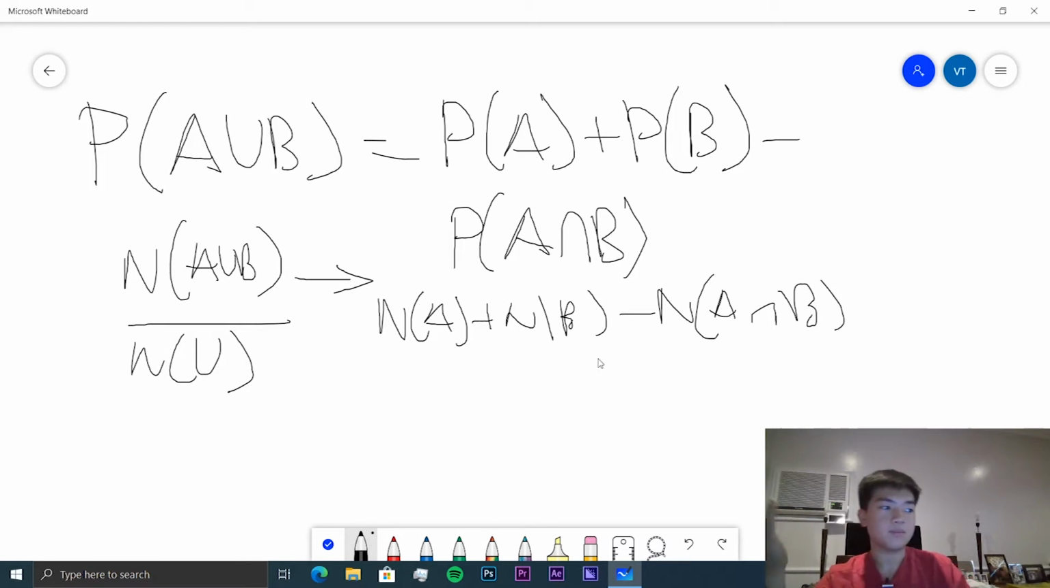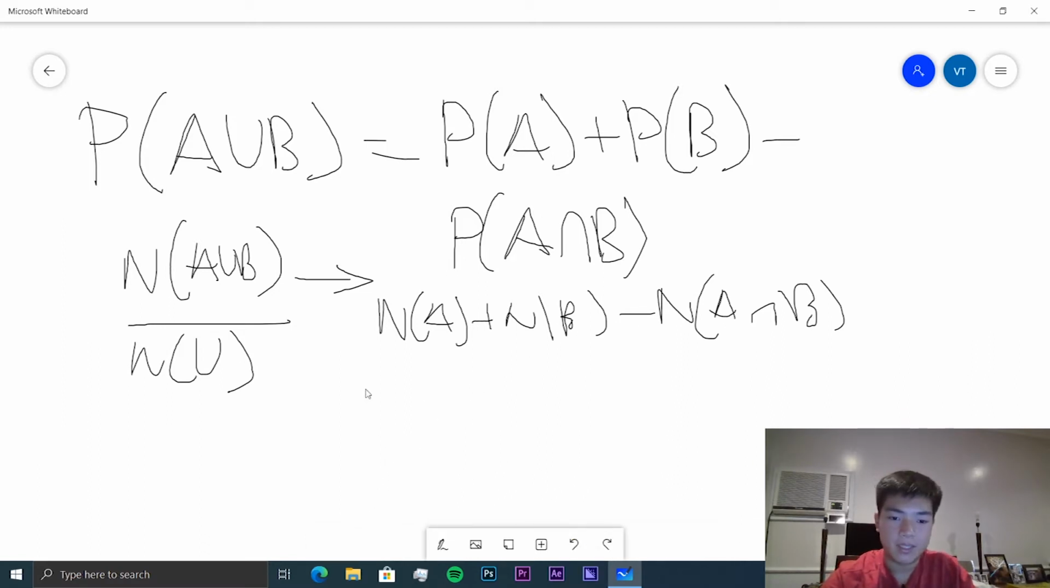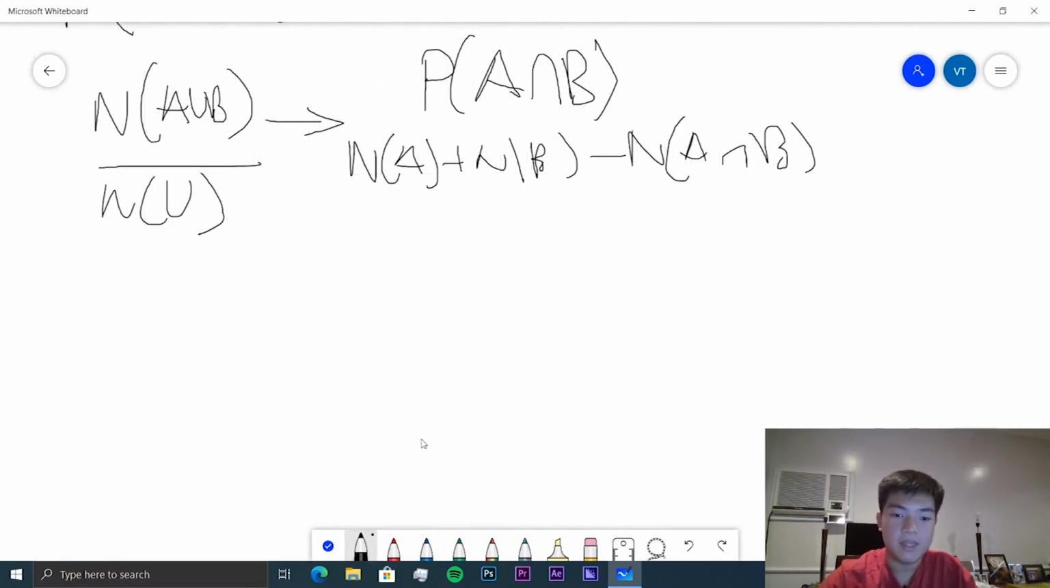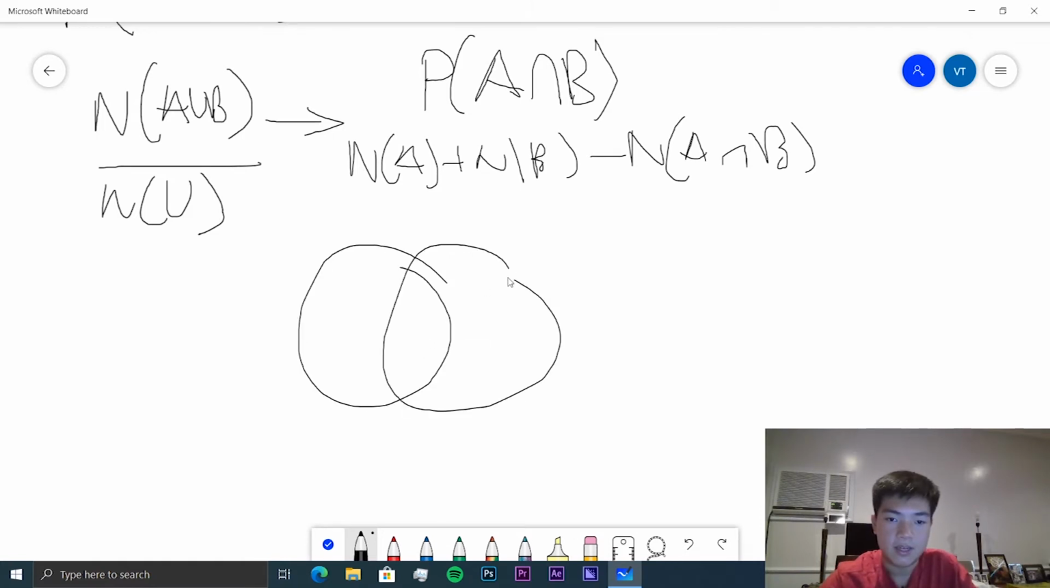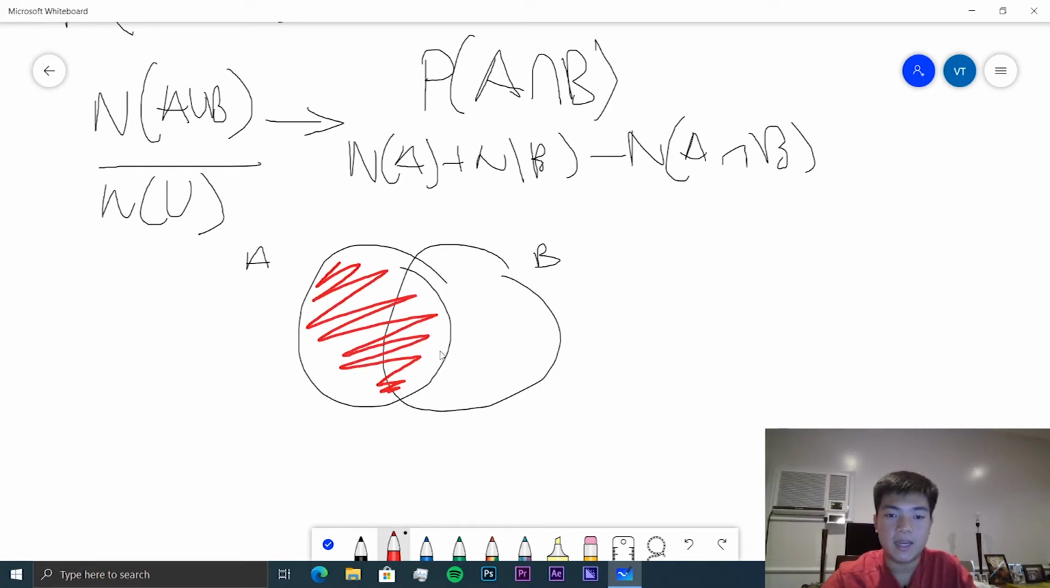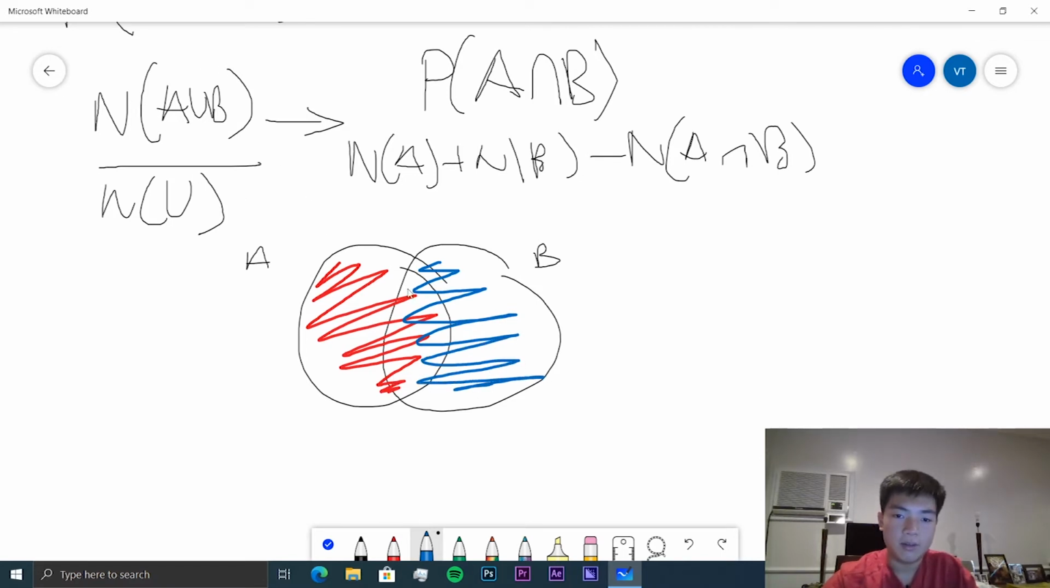Since the number of terms in the intersection we need to subtract because they would be double counted otherwise. So if we have these two sets, A and B, the number of things in A would be this red circle. The number of things in B would be this blue circle. And so in order to arrive at the union, notice we're double counting the intersection. We need to subtract this middle part. So that's why we need to subtract the intersection.